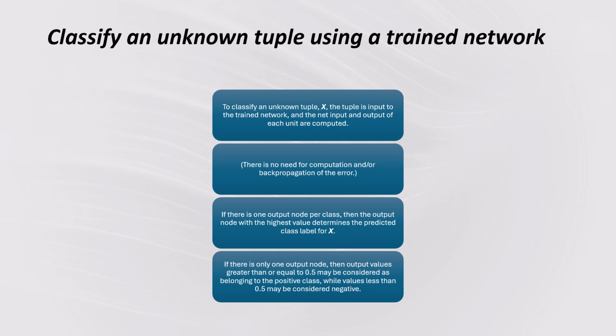To classify an unknown tuple X, the tuple is input to the trained network and the net input and output of each unit are computed. There is no need for computation and backpropagation of the error. If there is one output node per class, then the output node with the highest value determines the predicted class label for X. If there is only one output node, then an output value greater than or equal to 0.5 may be considered as belonging to the positive class, while values less than 0.5 may be considered negative.